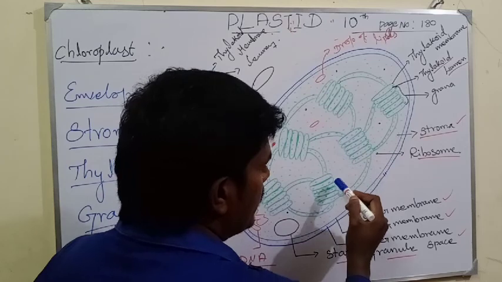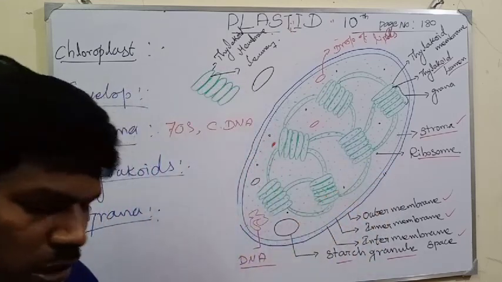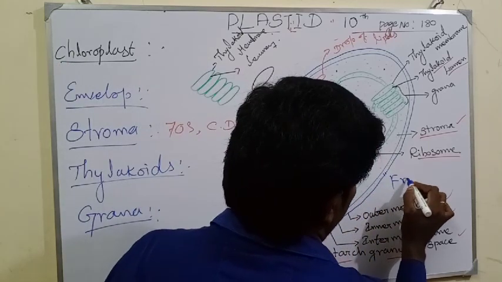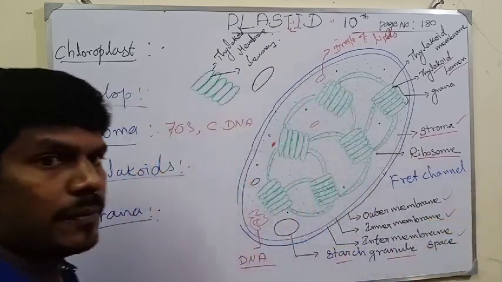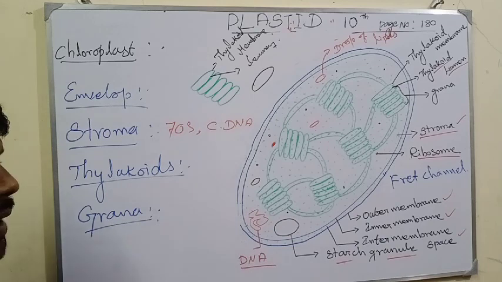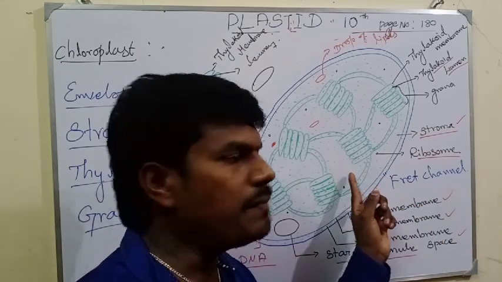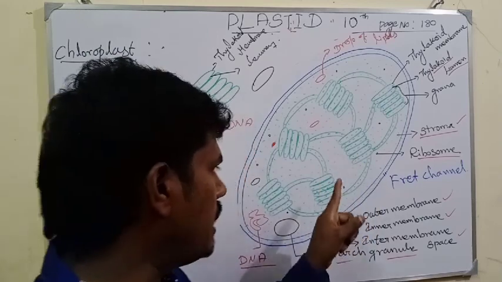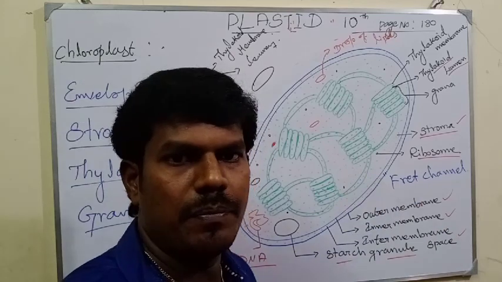This is one grana. The interconnected grana are joined by a channel. That channel is called the fret channel. Which channel are they present in? The fret channel. Somebody will ask, where is the fret channel present and why is it necessary? I just want to say the fret channel is present in the chloroplast itself. It is present because the grana are interconnected to each other. The channel that connects them is called the fret channel.